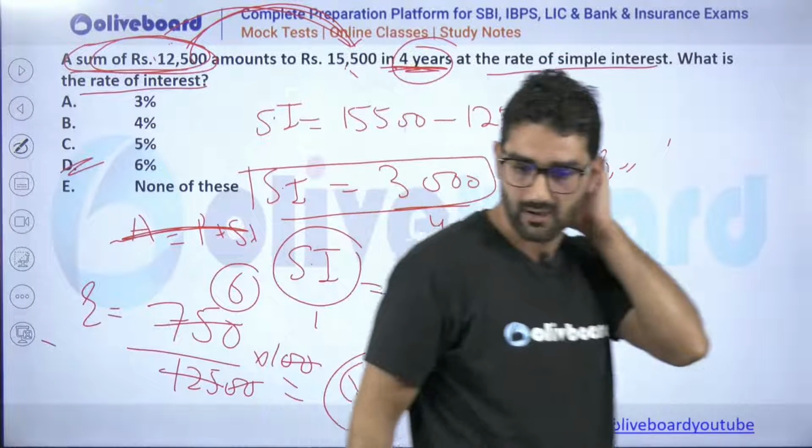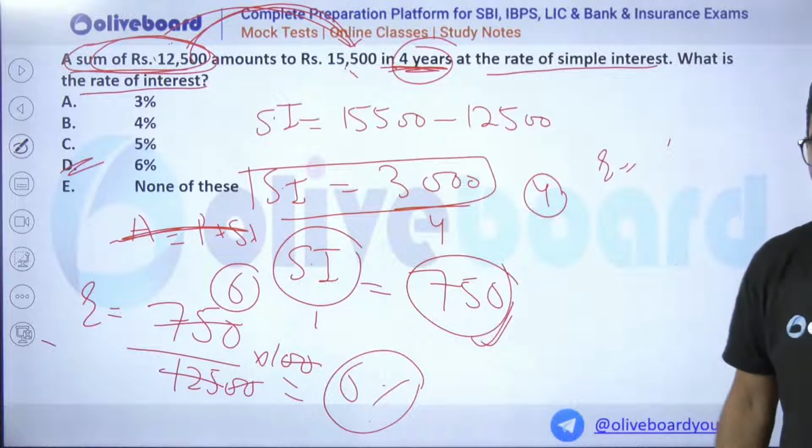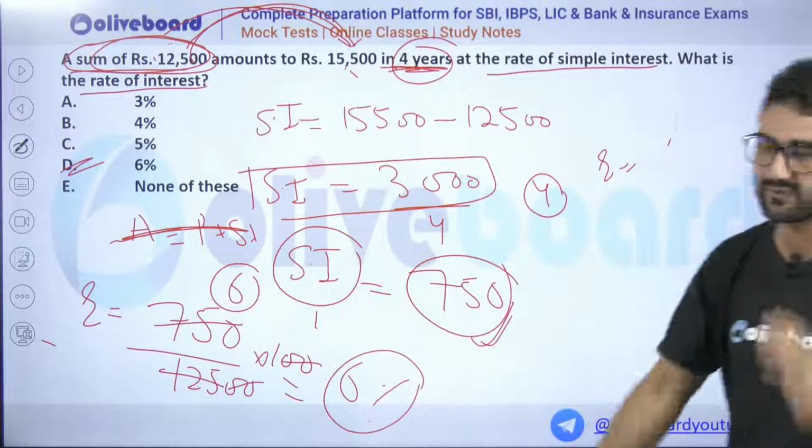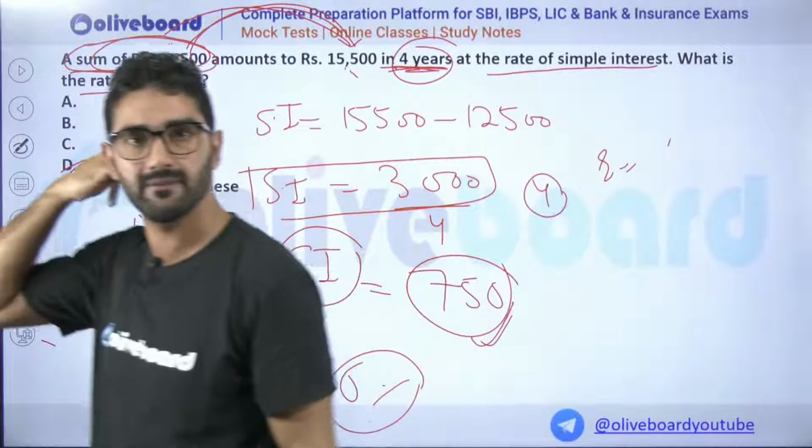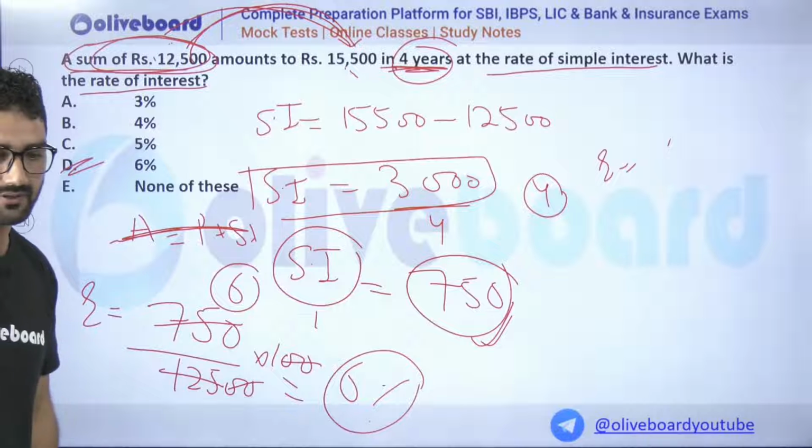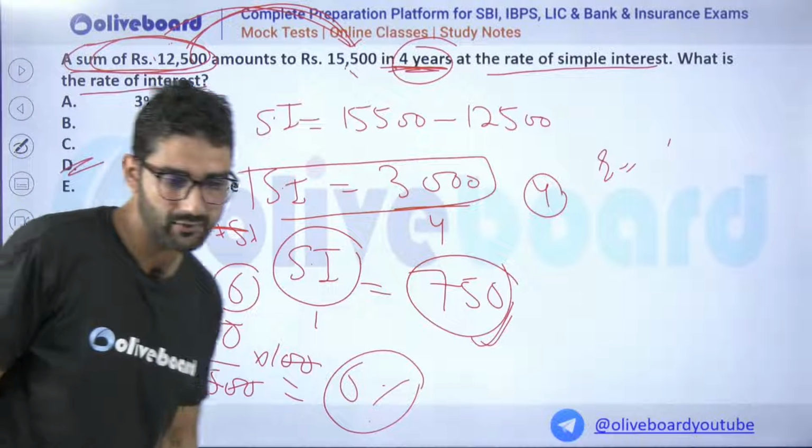Yes, Pragati, option number D. Yeah, 6%. Hope it is clear to everyone how we got 6%. Clear to everyone, my dear? Should I move forward? Yeah, Kajal Kumari, good evening, my dear.